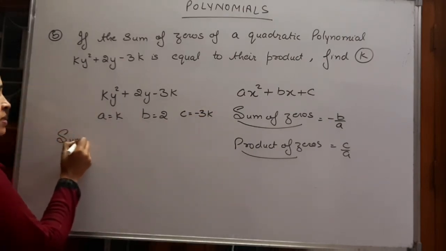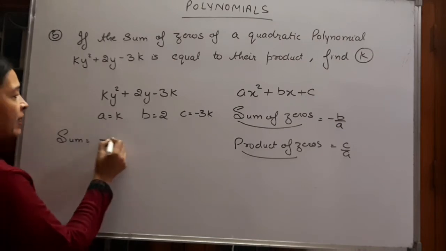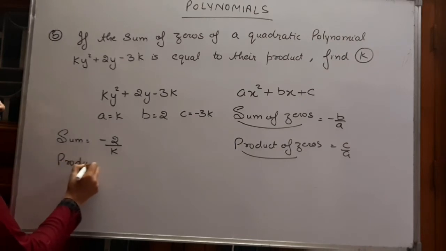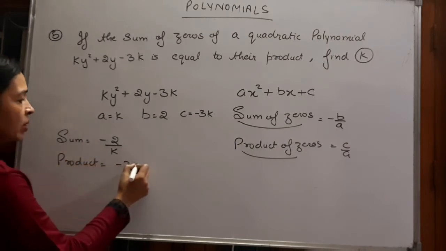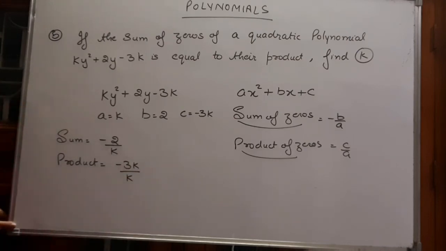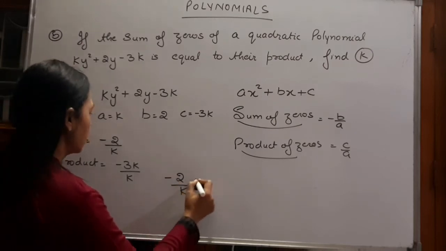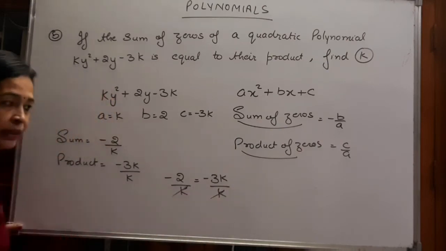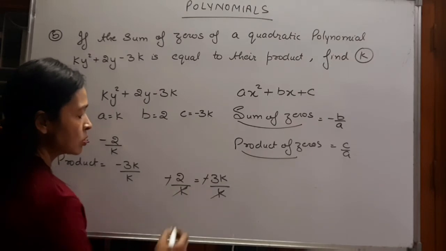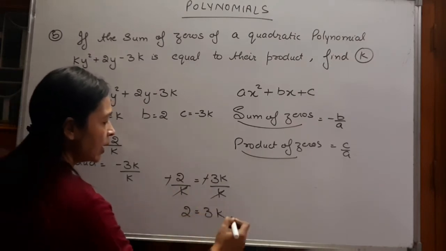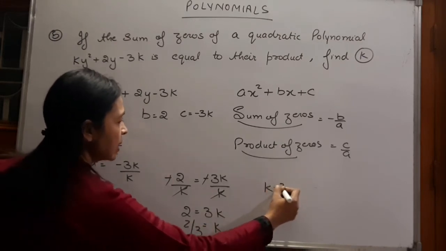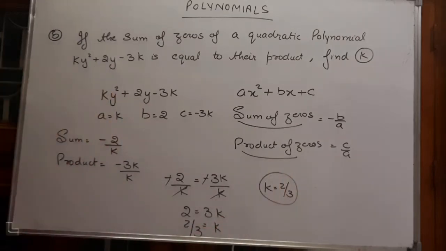What will be the sum of zeros? Sum of zeros will be minus b upon a, that is minus 2 by k. And what is product of zeros? Product is c upon a, that is minus 3k by k. Both sum and product are equal. Minus 2 upon k equals to minus 3k upon k. K and k get cancelled. Minus and minus also get cancelled. 2 equals to 3k and value of k is 2 by 3. So our answer is k equals to 2 by 3.